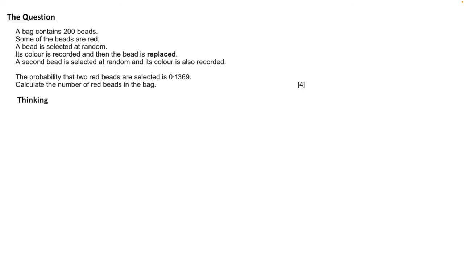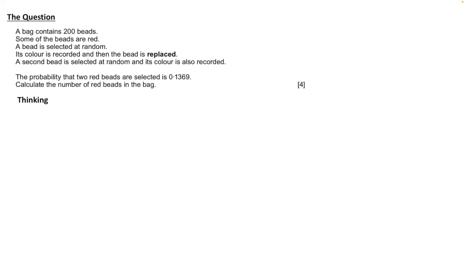So the question: a bag contains 200 beads, some of them are red. We take a bead at random, record its colour, and then we put the bead back, so it's replaced. A second bead is selected at random and its colour is also recorded. The probability that 2 red beads are selected is 0.1369. Calculate the number of red beads in the bag.